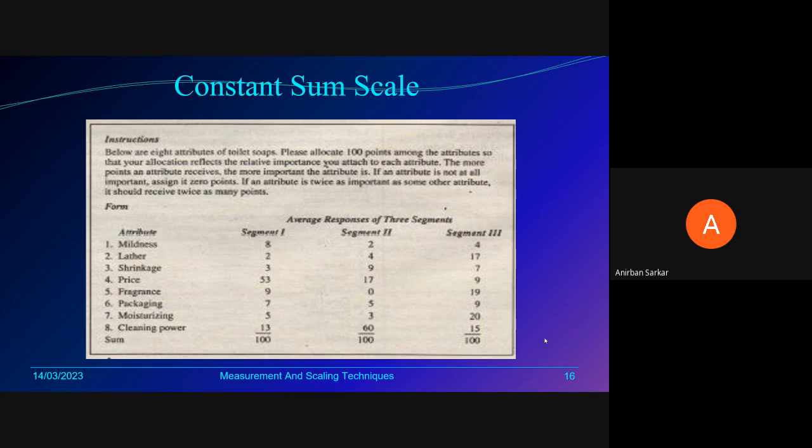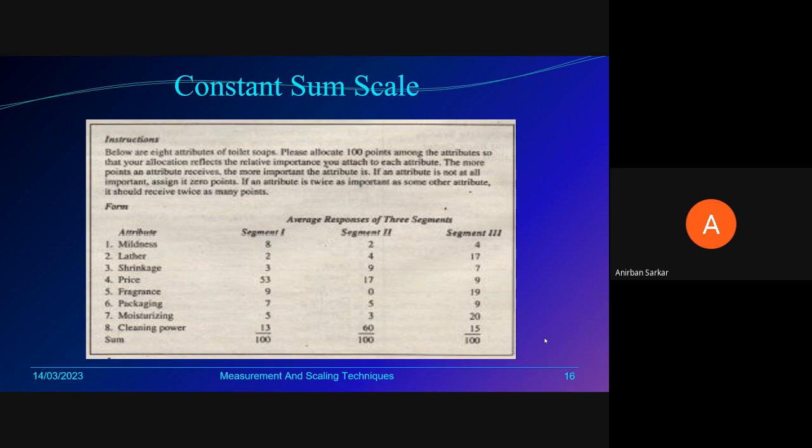But segment 1, segment 2, and segment 3 are heterogeneous across each other. Why am I telling this? Say 100 points are being allocated on, say, these toilet soaps. 8 characteristics or attributes have been identified: mildness, lather, shrinkage, price, fragrance, packaging, moisturizing, and cleaning power. And as a consumer, you are asked to allocate 100 points on these 8 attributes or characteristics.